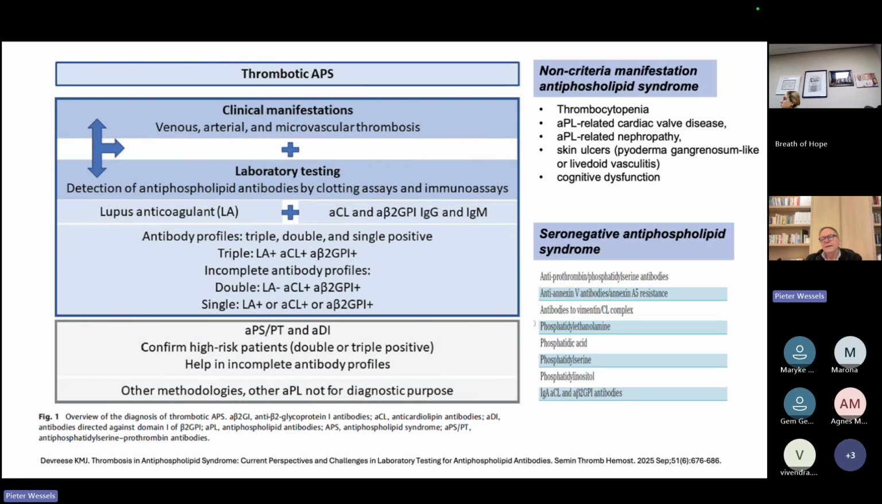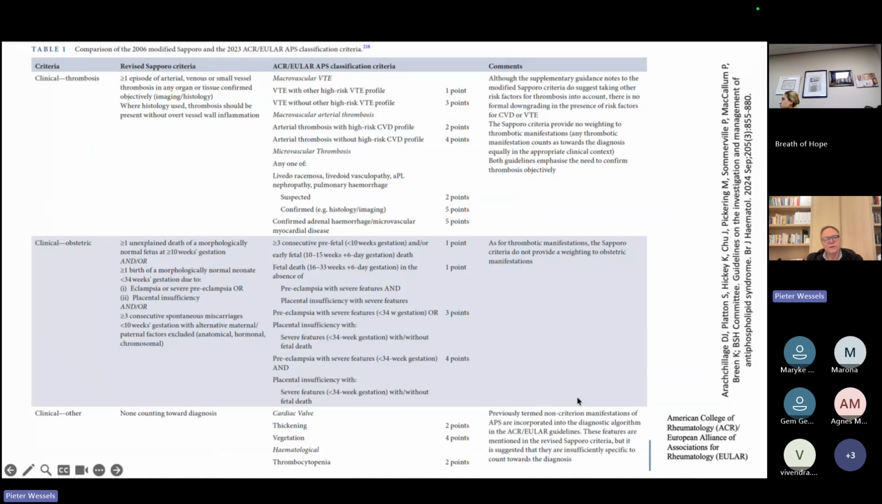And we all know that there are many other manifestations of antiphospholipid syndrome. Shouldn't that be taken into consideration? And that's where the EULAR classification comes in, where they say maybe we should use those, and not only venous, arterial, microvascular, and obstetric complications, but we're not yet there. And there's also a feeling that maybe the other antibodies against antiphospholipids may play a role. You can see some of these antibodies, but we're not there yet.